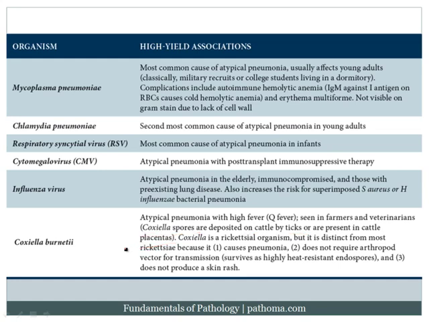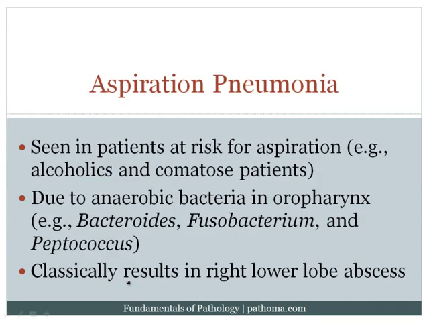Now, remember from microbiology that Coxiella is actually a rickettsial organism, but it's different from most other rickettsia because, number one, it causes pneumonia. That's unique. Number two, it does not require an arthropod vector. It survives as a heat-resistant spore. And number three, it doesn't produce a skin rash, whereas most rickettsial organisms would.